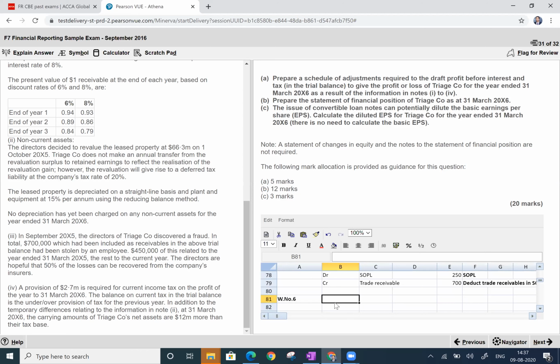Working note number 6. What's working note number 6? A provision of 2.7 million is required for current income tax on profit of the year to 31st March X6. The balance on current tax in the trial balance is under or over provision of tax for the previous year. In addition to temporary difference relating to information in note 2, at 31st March X6 the carrying amount of net assets is 12 million more than their net tax base. Okay, now this is the tax charge.